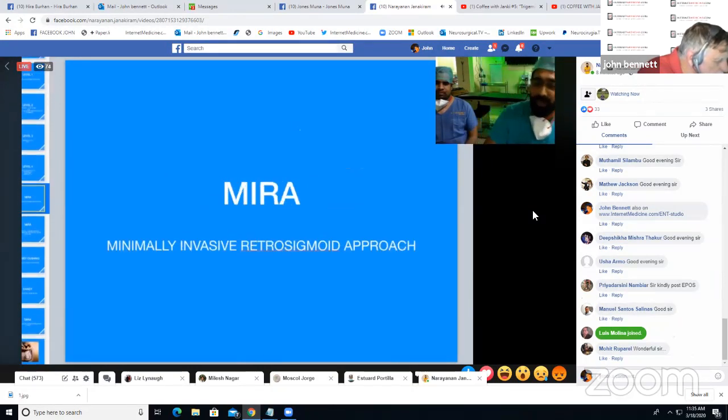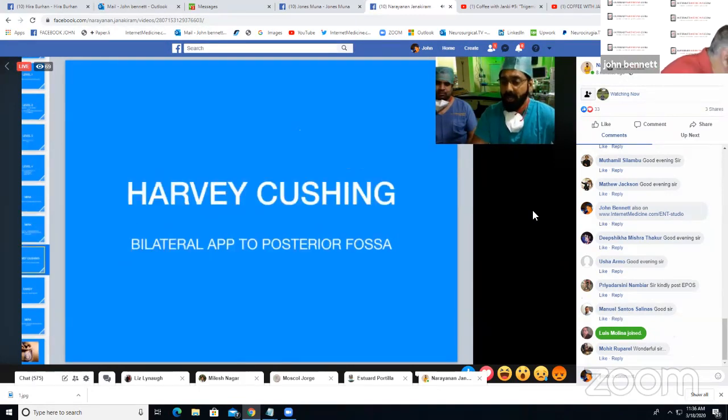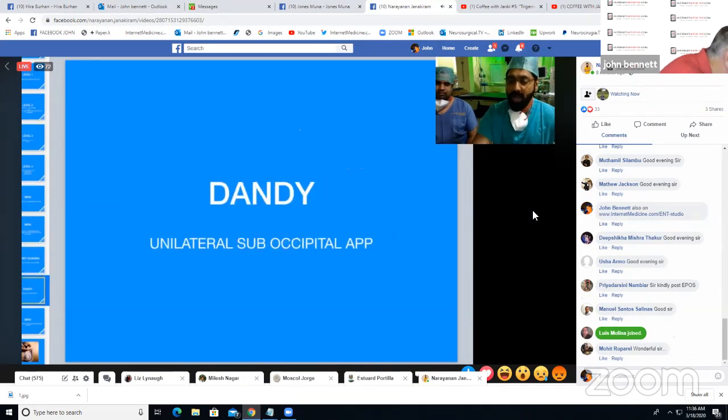And of course, what is MIRA? MIRA is the minimally invasive retrosigmoid approach. And we are now going to deal with MIRA. Actually, Frankel et al. and Cross early in the 20th century were the first credited for MIRA for removal of a CP angle tumor. So it was an acoustic neuroma for which MIRA was done initially. And Harvey Cushing did a bilateral approach to the posterior fossa using this approach. Of course, Dandy used a unilateral suboccipital approach.